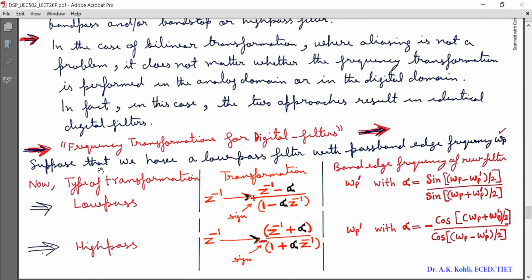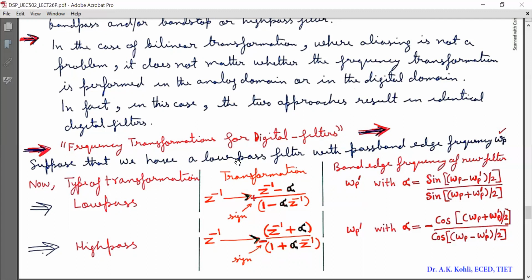Now suppose that we have a low pass filter with passband edge frequency small omega p. Here small omega p is the passband edge frequency in the digital domain, that is, the passband angular frequency in the discrete time domain. Now this is the given filter. Let us suppose I want to design a new high pass filter through the transformation.